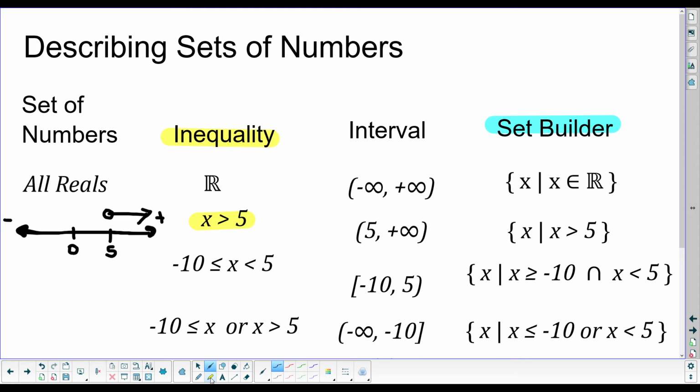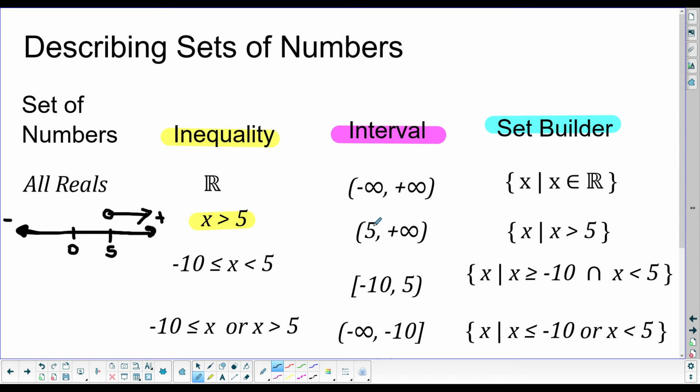Okay, so the last kind of notation we're going to look at is what's called interval notation. Interval notation is just kind of a shorthand way of describing numbers. What this means is that it goes from the smallest value to the biggest value, the smallest value to the biggest value, the smallest value to the biggest value.